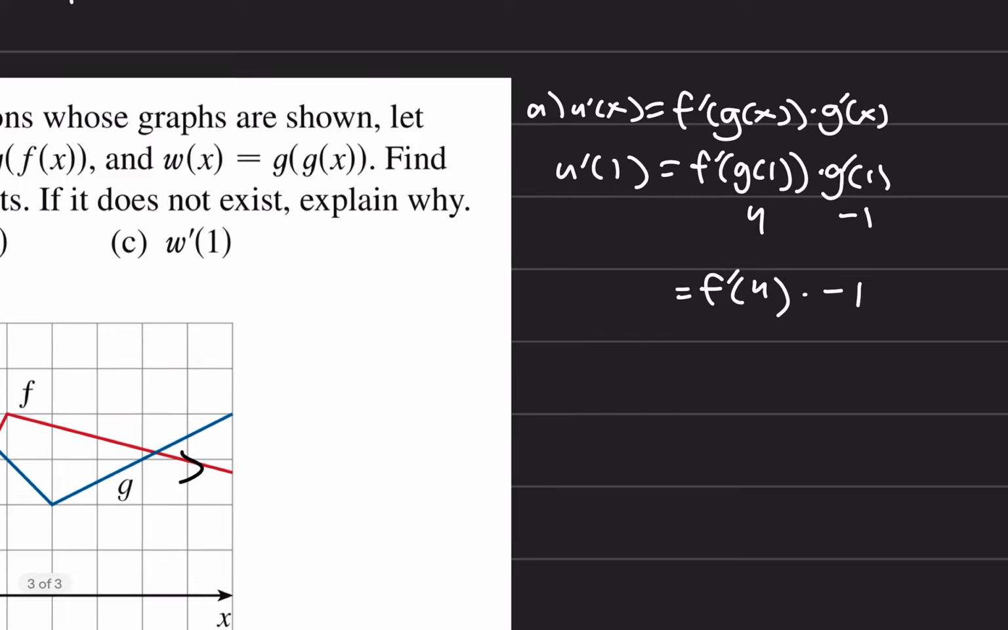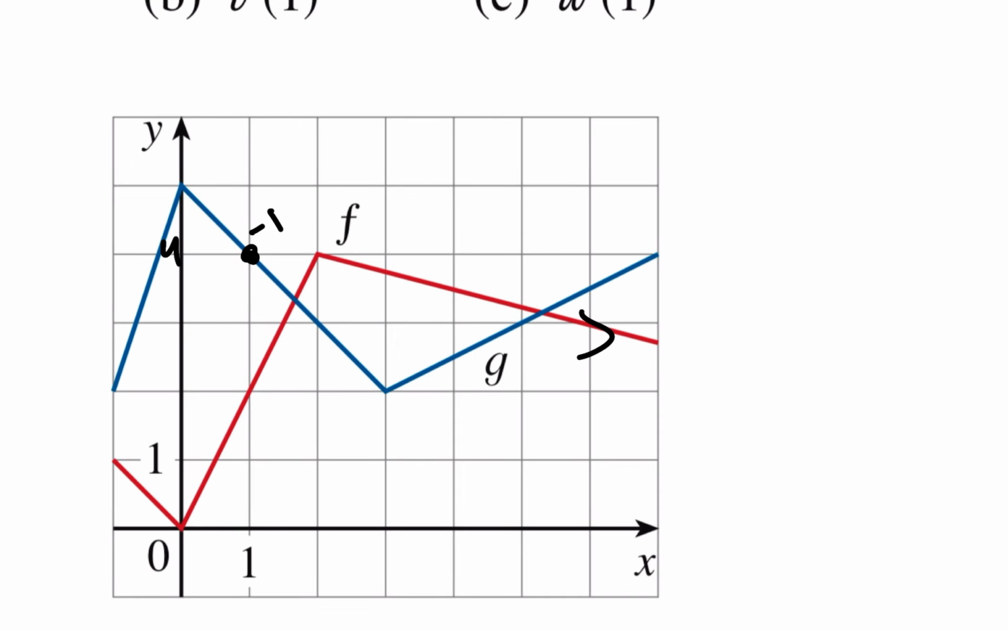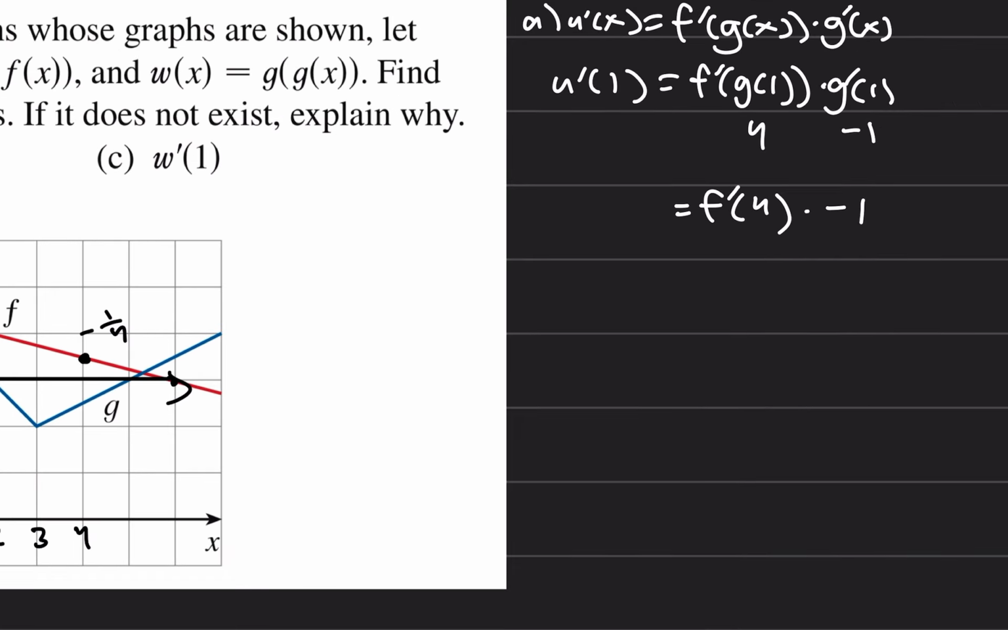Now, what is f prime of 4? F prime of 4, let's see, 1, 2, 3, 4. So f prime of 4 is going to be right here. Now, okay, sorry. F prime of 4 is going to be the slope of this line. So we need to find the slope of that line by picking 2 points. We can see it goes down by 1 and right by 4, so the slope is negative 1/4, which is our derivative. So that's equal to negative 1/4 times negative 1, which is 1/4. And this is our final answer.